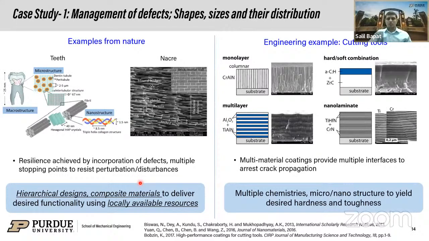So let's take an example of where this can be used in manufacturing. The engineering example on the right-hand side is an example of cutting tools, which follow the same principle: you have a multi-layer structure of titanium aluminum nitride and a ceramic. So you have a multi-layer structure, either at a nanoscale or a microscale, that is going to resist the propagation of cracks. It is similar to what you would see on the left-hand side, where you have a nacre-like structure.